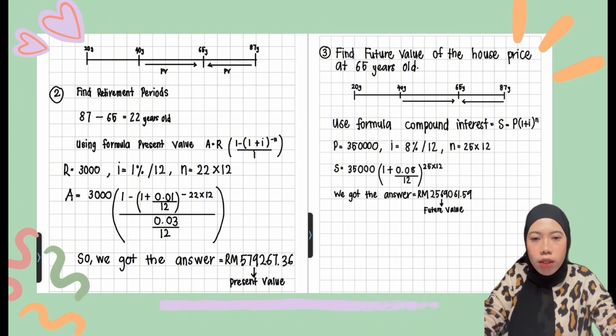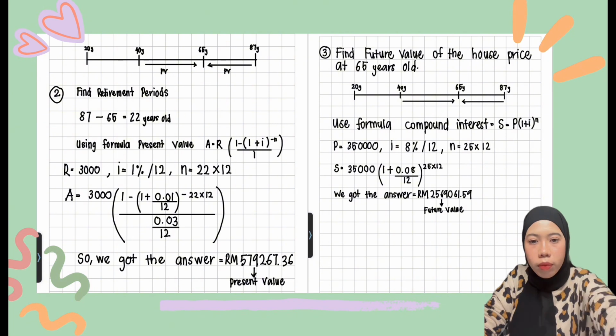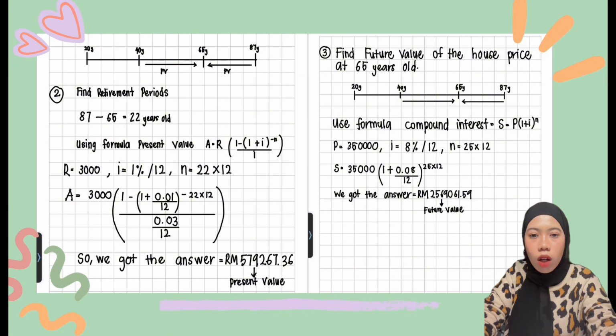Using the present value formula, A equals R open bracket 1 minus open bracket 1 plus i close bracket to the power of minus n over i close bracket. R equals 3,000, i equals 3% per 12, n equals 22 multiply 12. Insert all the information into the present value formula. Then we got the answer RM579267.36, which is the present value.